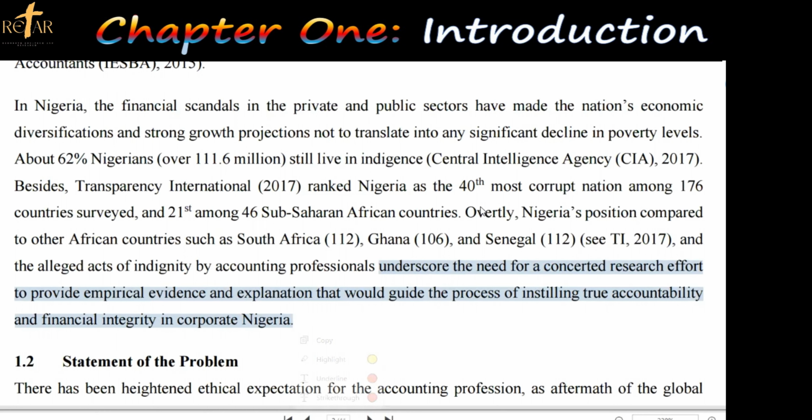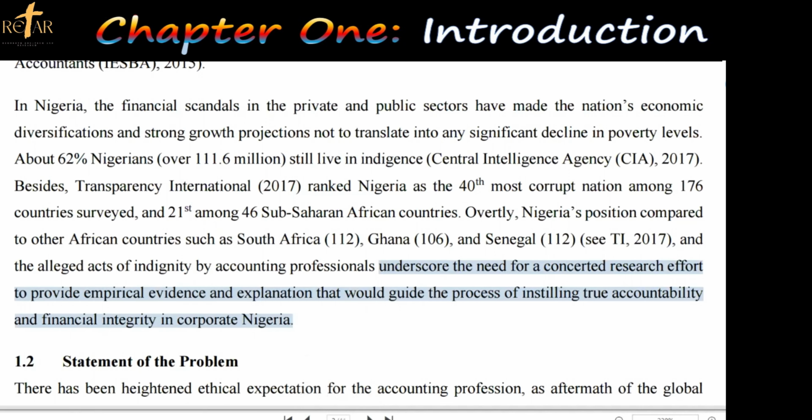So you could see how this background has been streamlined to now lead us to the problem. So based on this background, Nigeria is going through a lot of financial scandals, both private and public. So all these happenings are now underscoring the need for a research to be conducted to provide empirical evidence and explanation that would guide the process of instilling true accountability and financial integrity. This is how you should end your background to the study.